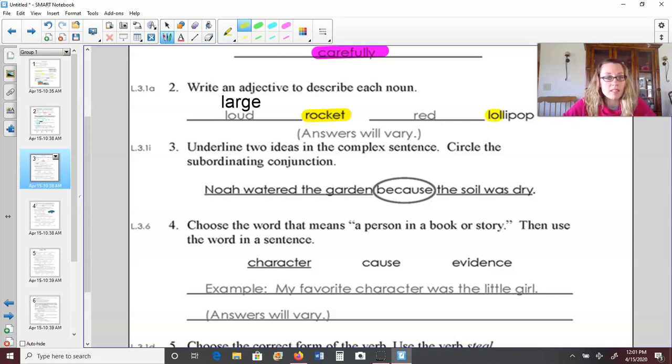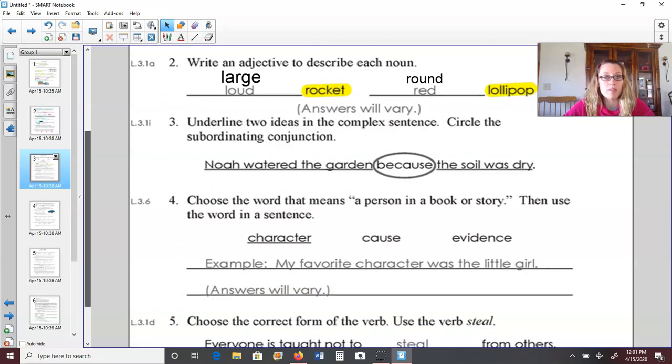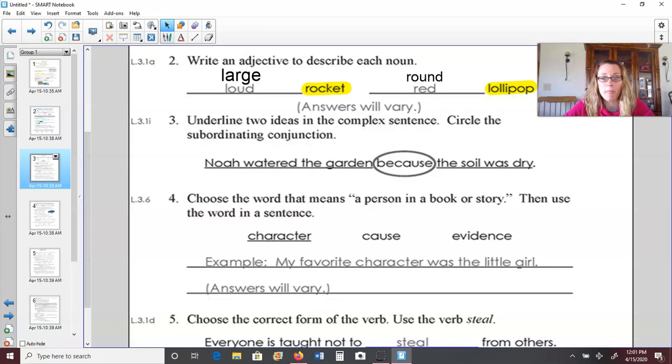Same with our next noun, lollipop. They said a red lollipop. I might say a round lollipop to describe its shape. You might say another adjective to describe it, maybe the tasty lollipop or the sweet lollipop, maybe the blue lollipop. Any of those types of words would describe the noun. On number 3, we need to underline the 2 sides of the complex sentence.